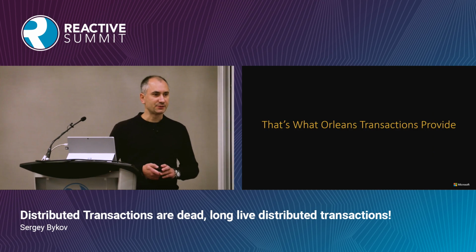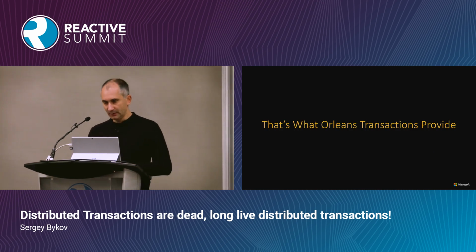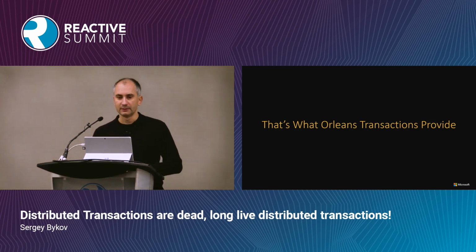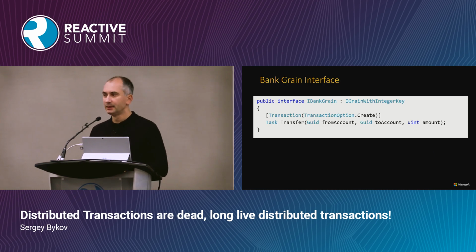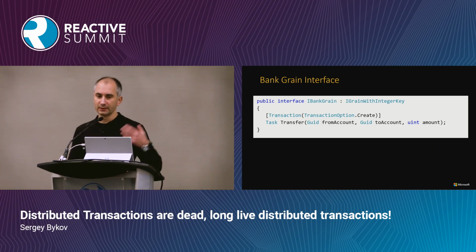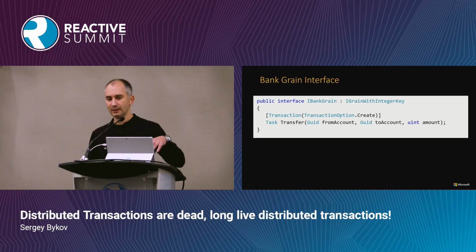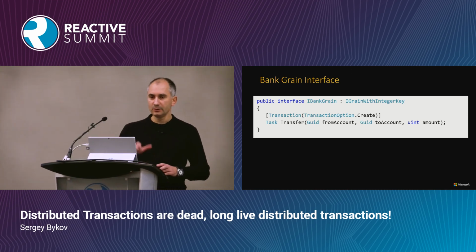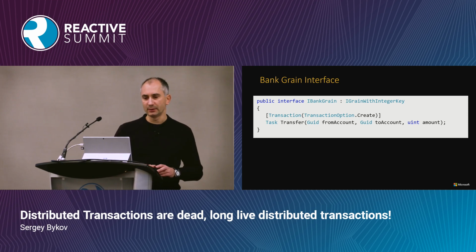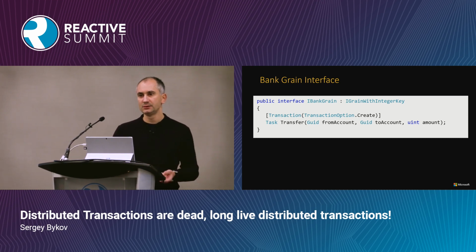That's really what Orleans transactions are about. If we look at the programming model of it, this is how we define the transfer operation on the BankGrain interface. I took it straight from a sample that we have there on GitHub. So you put the transactional attribute on the method, and the method takes 2 IDs of accounts and the amount you want to transfer.